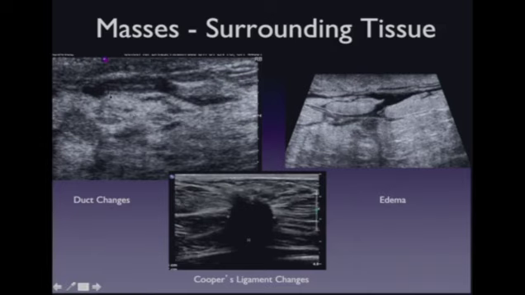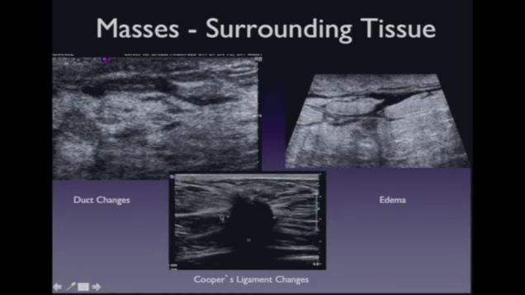And here are some examples. You can see that these ducts are enlarged, and they have areas of focal narrowing and contain some internal debris. Here we have edema, where we see this anechoic or very hypoechoic fluid tracking along all the fascial planes.